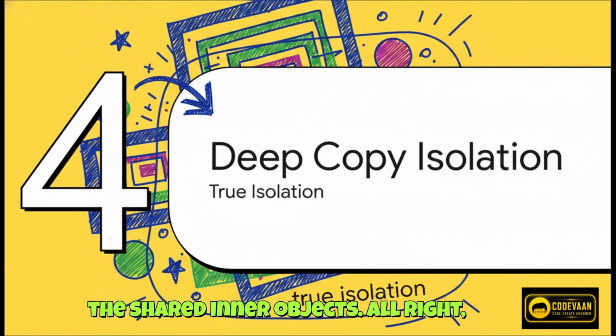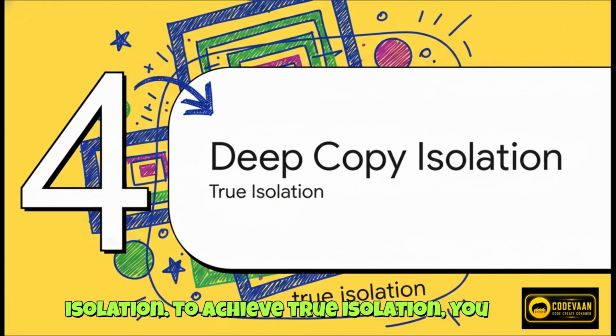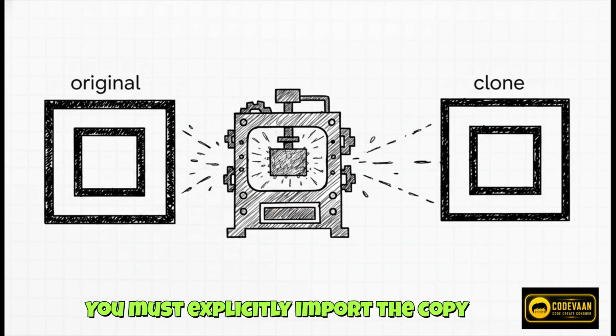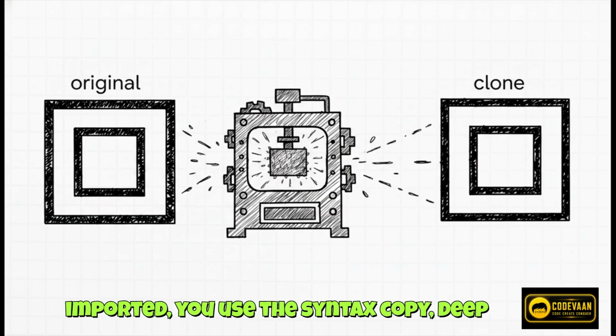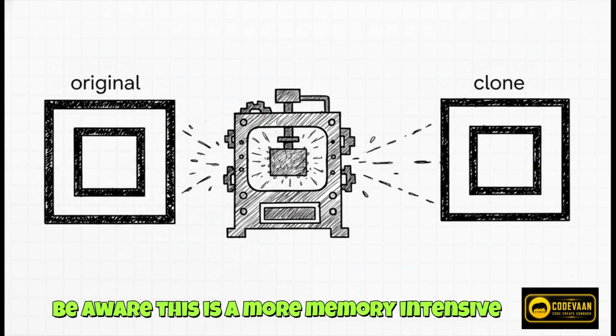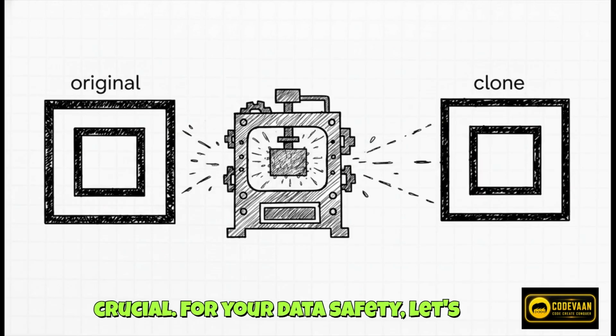All right, let's fix this. Section 4, deep copy, true isolation. To achieve true isolation, you can't just rely on a built-in list method. You must explicitly import the copy library into your Python script. Once imported, you use the syntax copy.deepcopy and pass in your original list. Now, be aware, this is a more memory-intensive operation for sure, but it is absolutely crucial for your data safety.